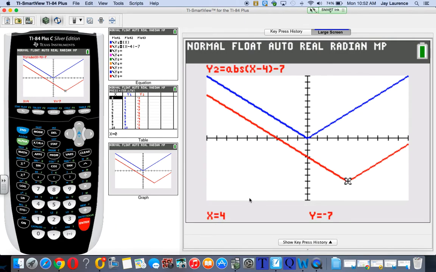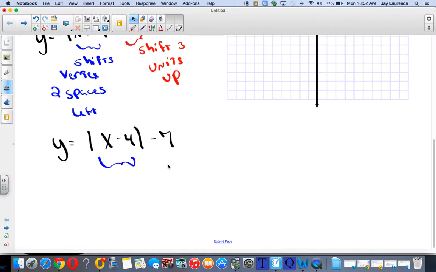And yep, it shifted the vertex to 4, negative 7. Do you see how you can tell the vertex simply? I mean, the vertex will be 4, and then negative 7. So you see what's happening here? The x-coordinate, you take what makes that 0. And the y-coordinate of the vertex is just this number, kind of like a y-intercept.